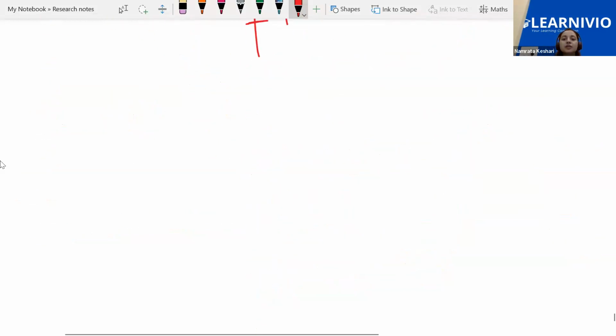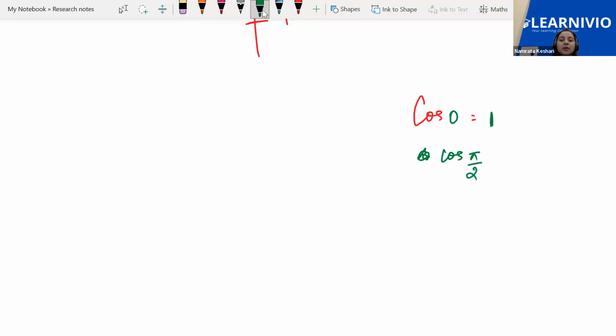Now we will be plotting the graph of the cosine function. But before that, cos 0 is an integer. Please tell me quickly, what is the value of cos 0? 1. Is it 1? Yes, ma'am. Cos pi by 2 is 0.